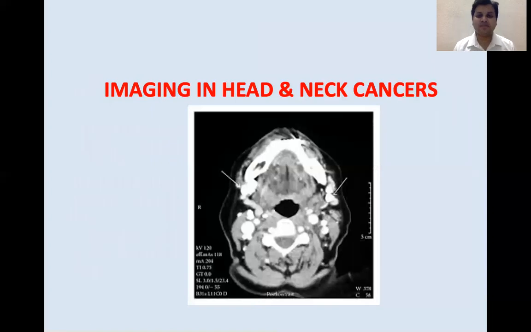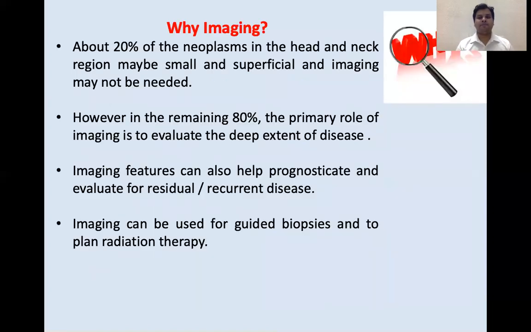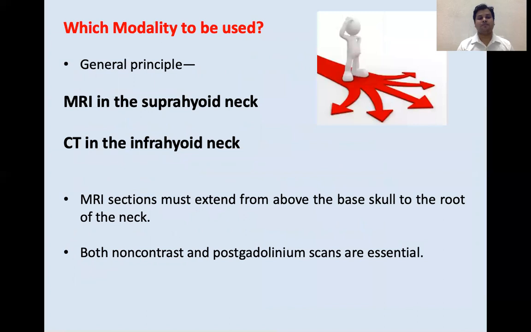Now come to the imaging in head and neck cancer. Why is imaging required? 20% of the neoplasms in the head and neck region may be small and superficial and imaging is not required. For the remaining 80%, the primary role of imaging is to evaluate the deep extent of the disease and to guide biopsy or treatment planning. Now the question comes to your mind, which modality should be used for oral cancer, MRI or CT scan? The simple rule is MRI in the suprahyoid neck while CT scan in the infrahyoid neck to reach a definitive diagnosis.